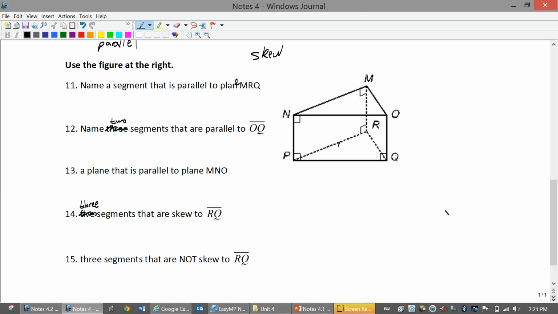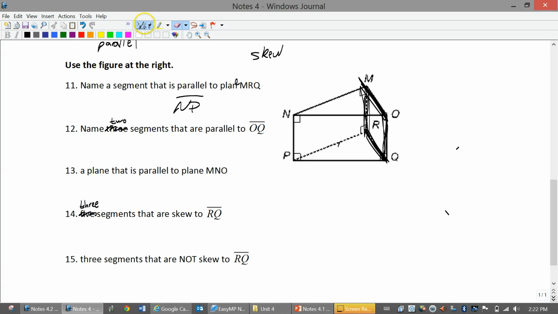Name a segment that is parallel to plane MRQ. So it's this back plane, a segment that doesn't intersect with it. NP is the only segment. Parallel means doesn't intersect, right? Parallel lines specifically means lines in the same plane that don't intersect. It's a little bit different when we're talking about a plane and a line or line segment. I kind of threw that one in there for fun.